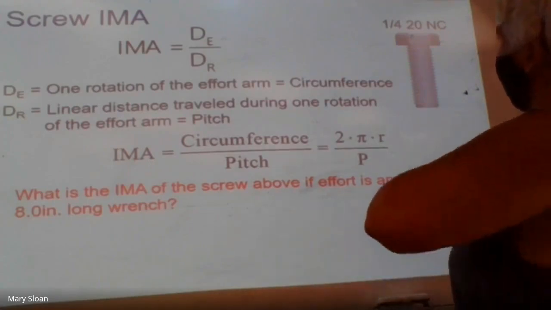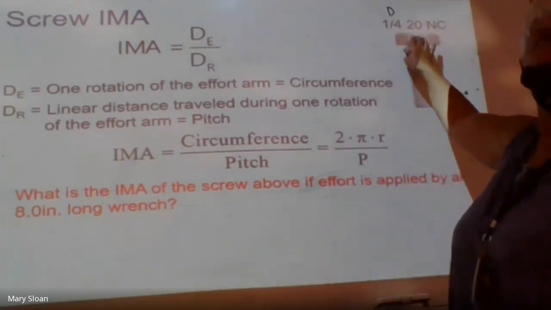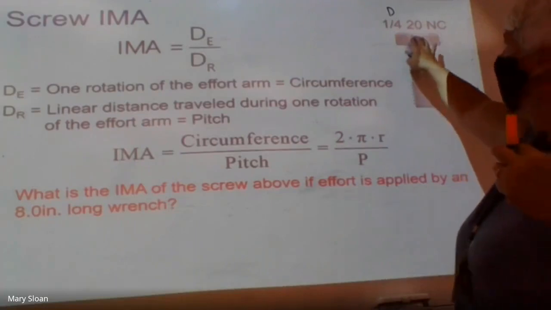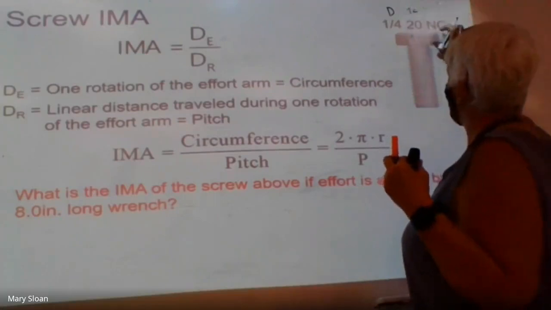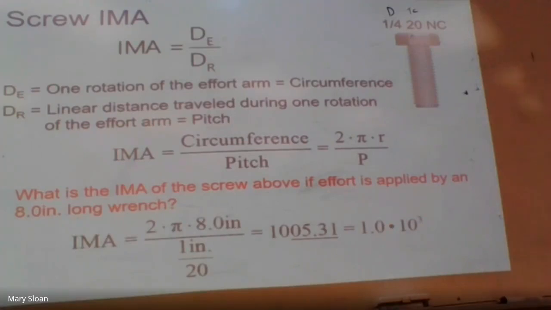So if we look at these numbers, D is diameter, what's 20? 20 is the fraction per inch, the thread count, right? And this right here is just basically telling us if it is or is not coarse thread, NC. Okay, so how would you? There you go. So we're gonna take 2 pi.